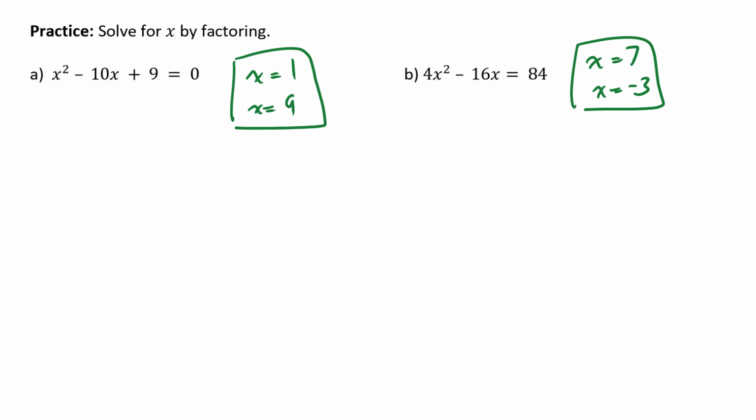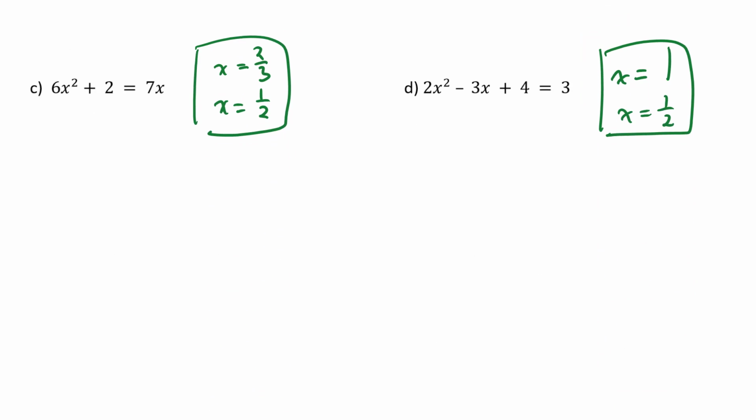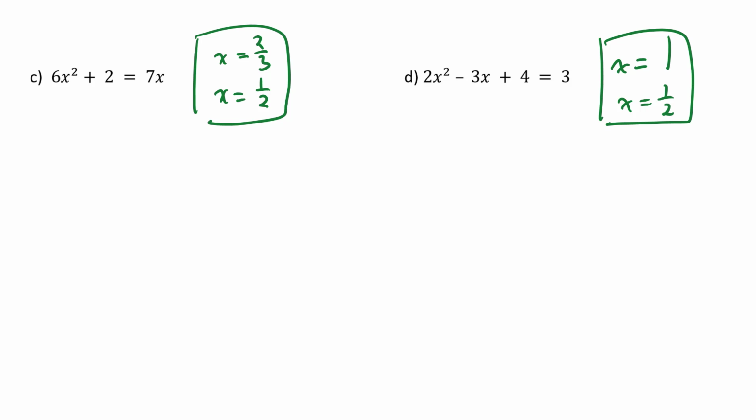Let's take some of these up. A and B, I don't think are too challenging. Let's take up C. What do you see here now? Let's rearrange the equation. 6x squared plus 2 minus 7x equals 0. Let's put it in our proper quadratic equation form. And there you have it.